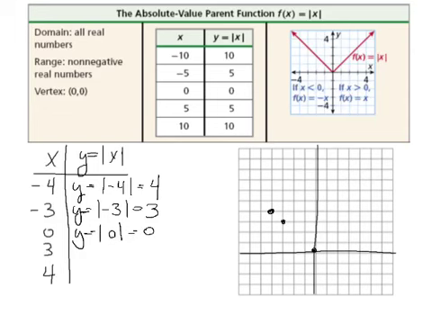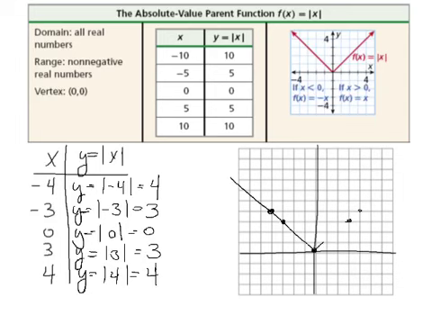And the absolute value parent function is actually a reflection over the y-axis. Absolute value of positive 3 is still positive 3. Absolute value of positive 4 is positive 4. So we get a dot and a dot. And if we draw a line, our absolute value parent function is a V shape with the vertex at (0, 0).